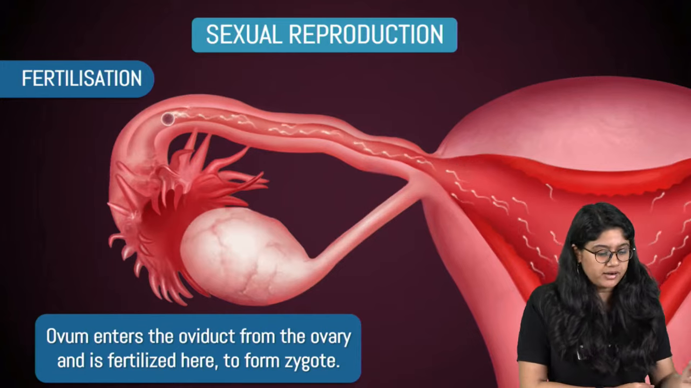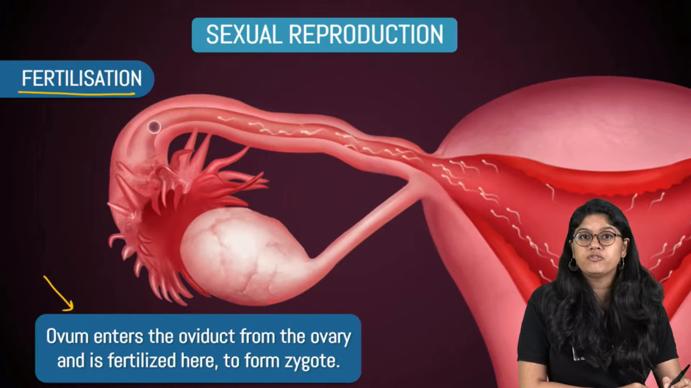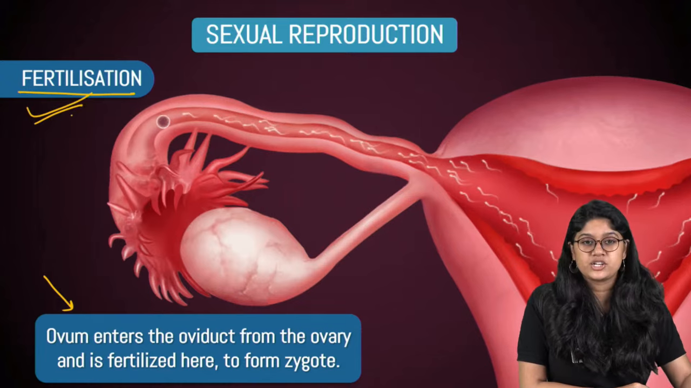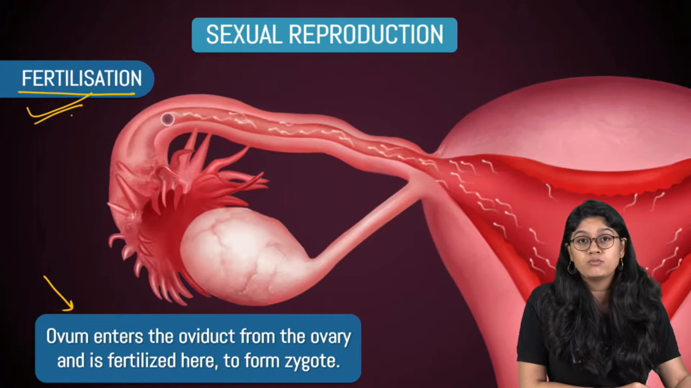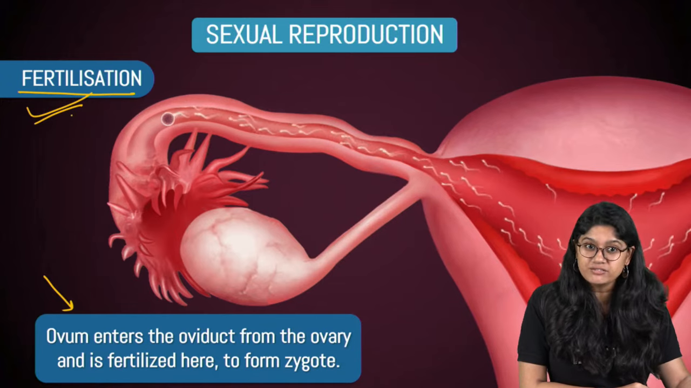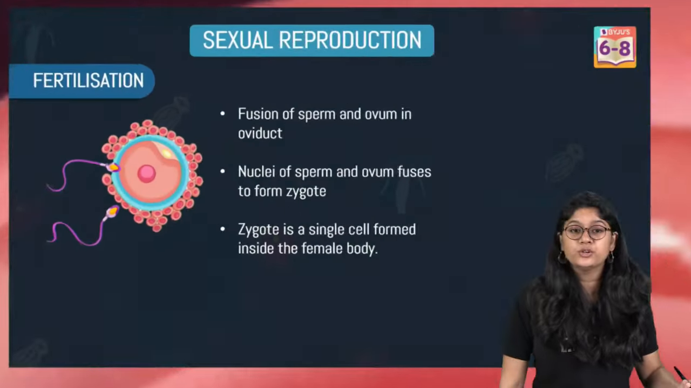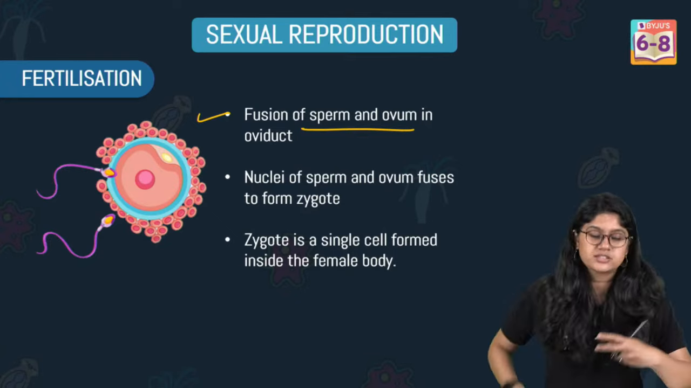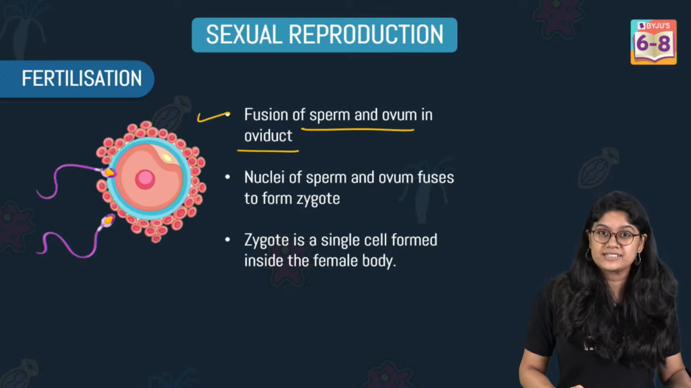Yes, so what we see over here is the fertilization. The fusion of the male and the female gamete is called fertilization. Motile means it will move. Non-motile means it will not move. Okay. So are we clear what is fertilization? For all of you who still have some confusion, please look over here. It is the fusion of the sperm and the ovum. It is called fertilization.